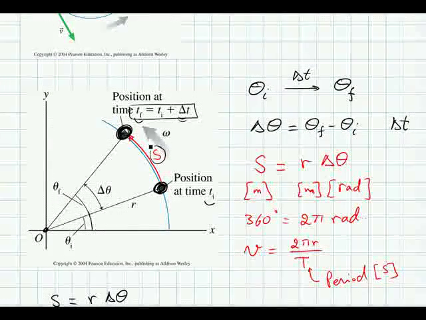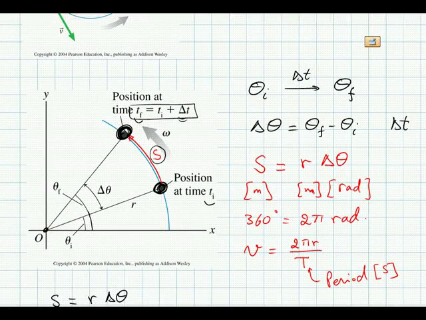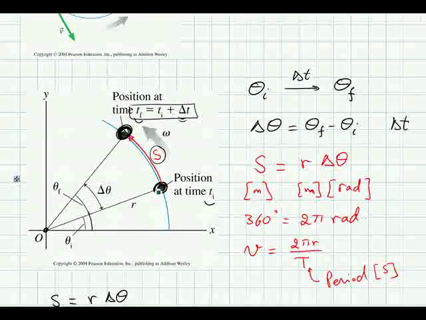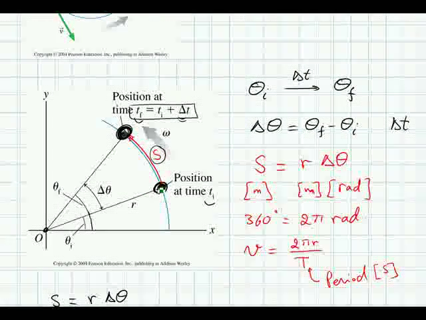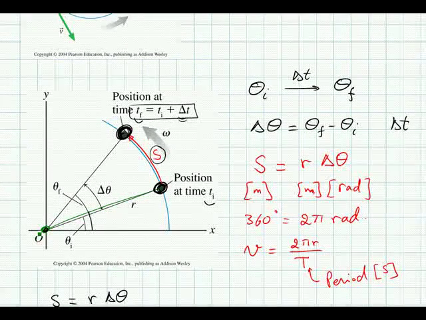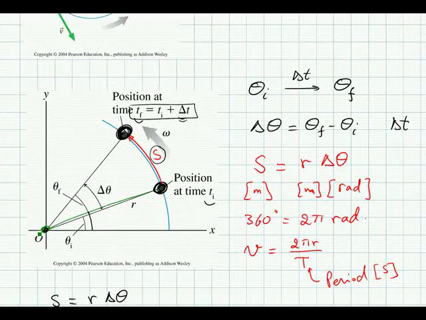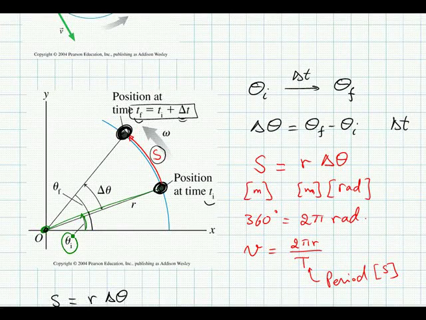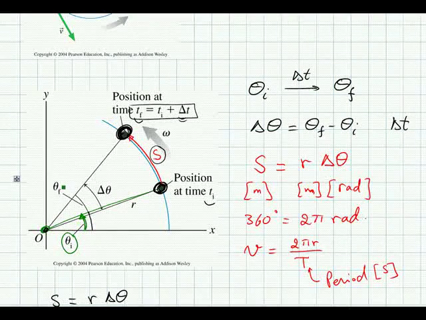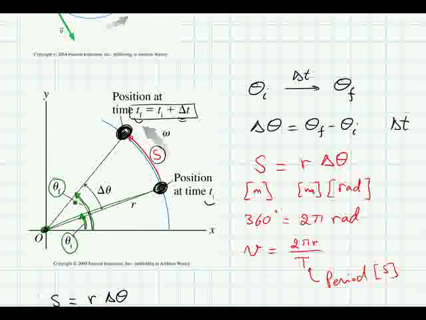But let us now take a look at, let me change the color of my pen to green. If we now define the initial position of the object, we know the object is always a distance r away from the origin of the coordinate system, where the origin is the center of the circular path. So we can now define the initial position by this angle here, theta I. So theta I is the initial angular position of the object, and theta F is the final angular position of the object, this larger angle here.